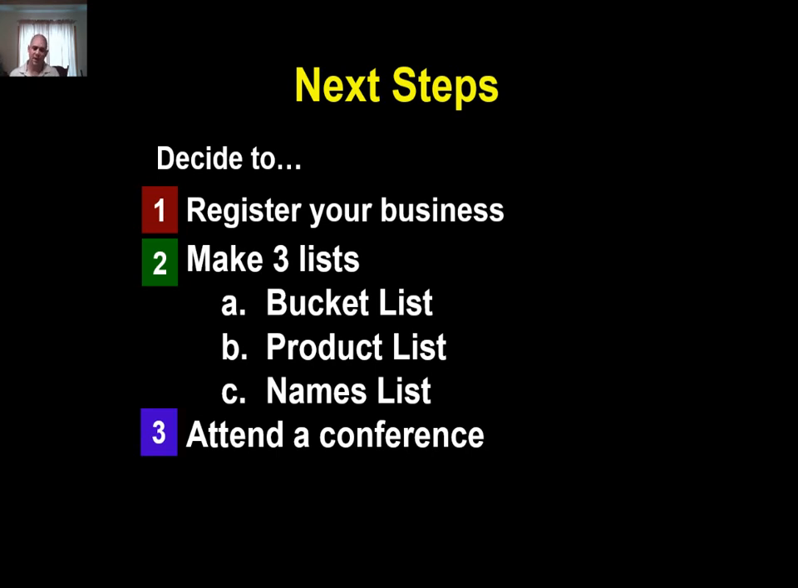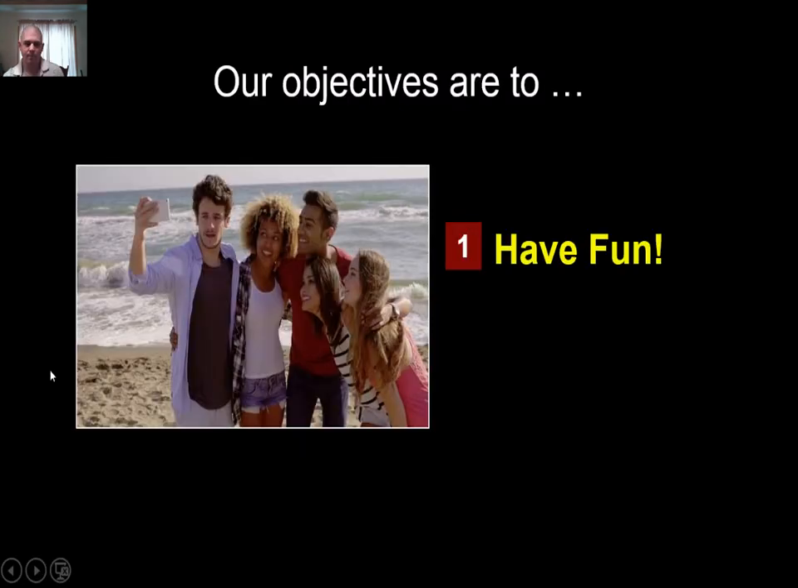Lastly, you need to make a names list. The names list is your father, your mother, your brother or cousin, your next door neighbor, maybe the person you work with. You never know who it is that needs more or wants more, and you won't know if you don't ask. So you need to make a names list. And then finally, I encourage you to attend a conference. There is a lot of power being in a room with 10,000 other people that are all about your success and helping each other. There's a lot of power in that.